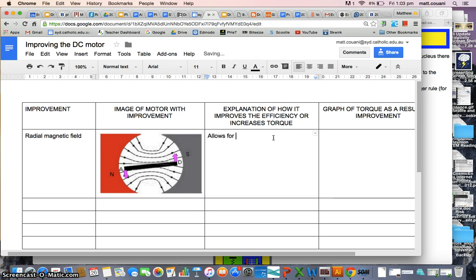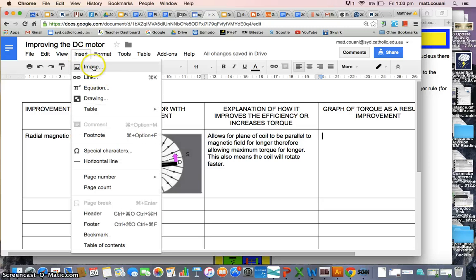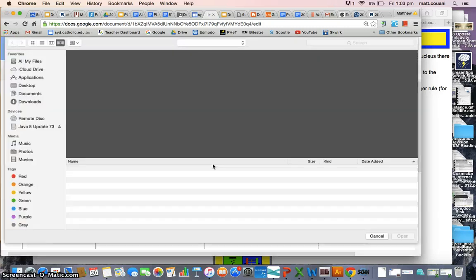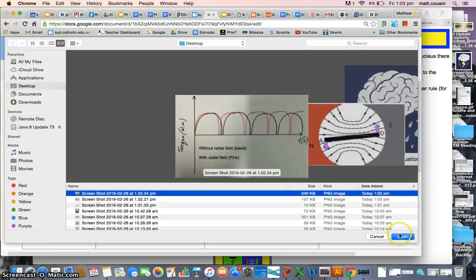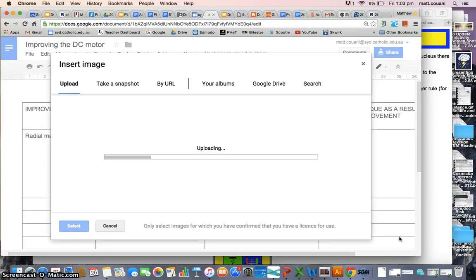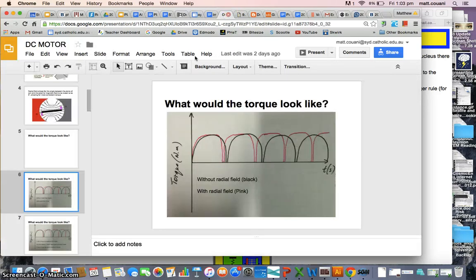Allows for plane of coil to be parallel to magnetic field for longer, therefore allowing maximum torque for longer. This also means the coil will rotate faster. All right, and then lastly, insert your image, the image of the change in torque as a result of the improvement. Okay, and you do this in a similar way for each of the improvements that we're going to come across.